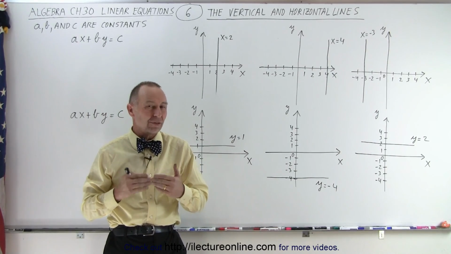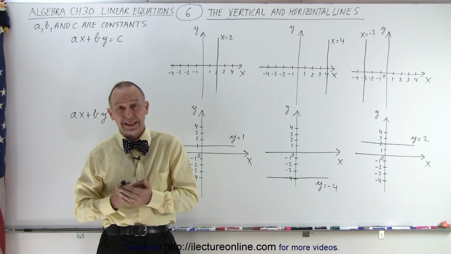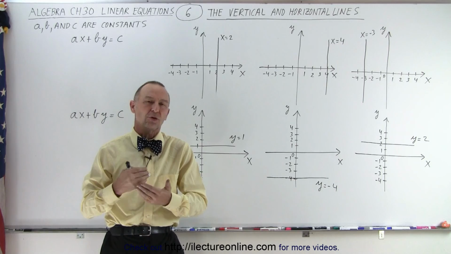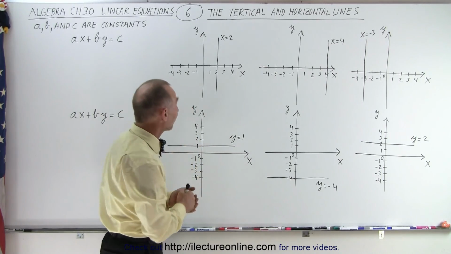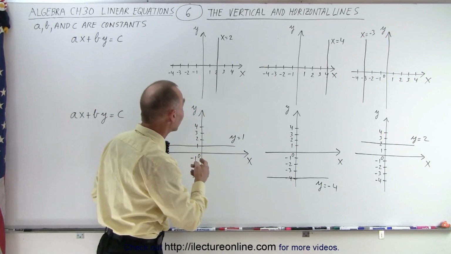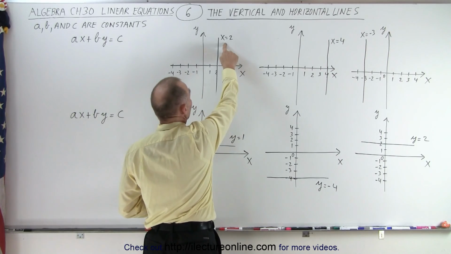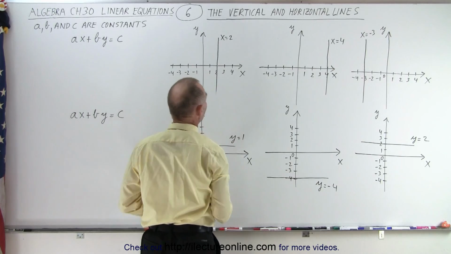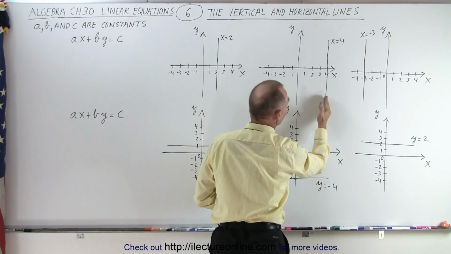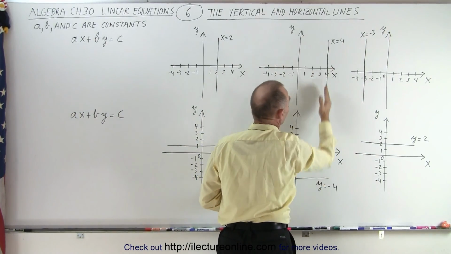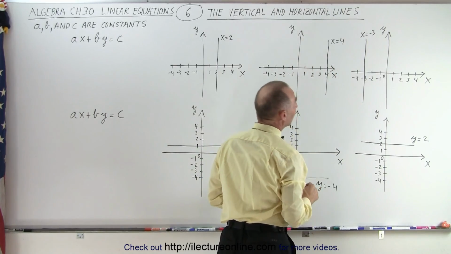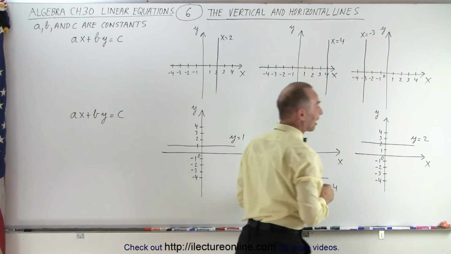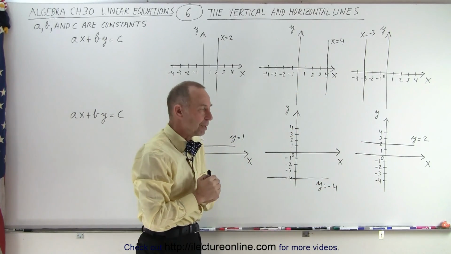Here we're going to talk about some special cases when we're dealing with lines in a Cartesian coordinate system: the vertical line and the horizontal line. Now here we have three examples of some vertical lines. This line has the equation x equals 2. Notice that the line crosses the x-axis where x equals 2. Here we have the line x equals 4. Notice it crosses the x-axis where x equals 4. And here we have the line x equals -3, and you can see it crosses the x-axis at x equals -3.